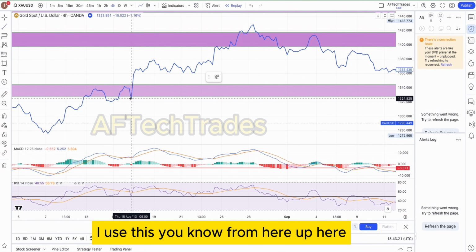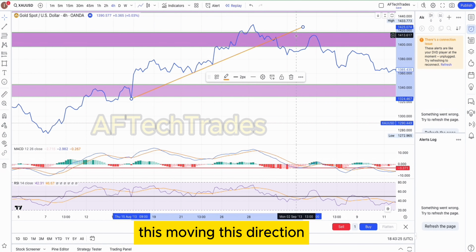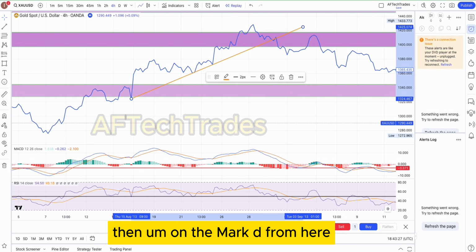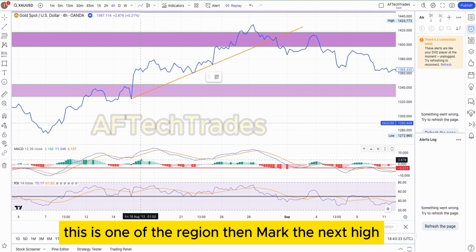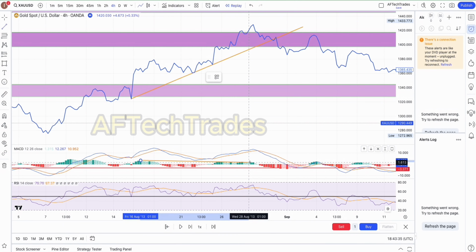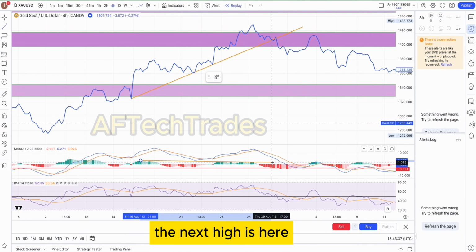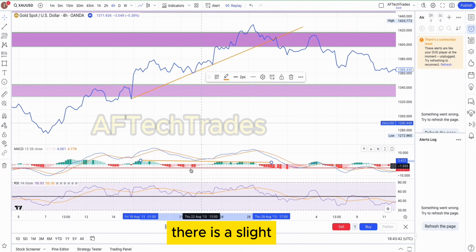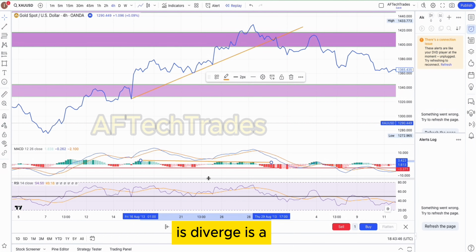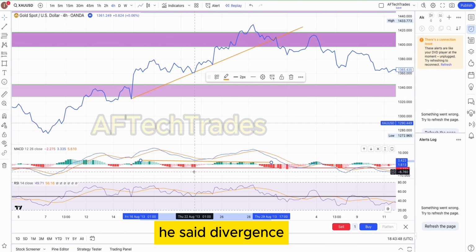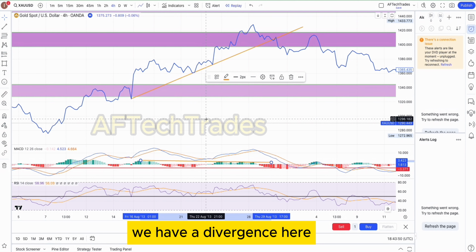I use this, from here up here, is moving this direction. Then on the MACD from here, this is one of the region. Then mark the next high. The next high is here. There is a slight slope in here. Okay, is divergence. We have a divergence here.